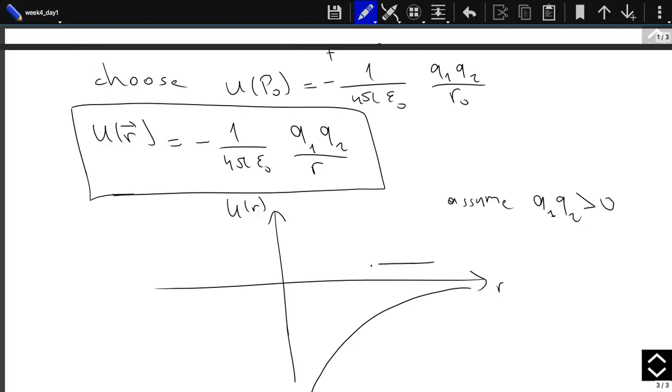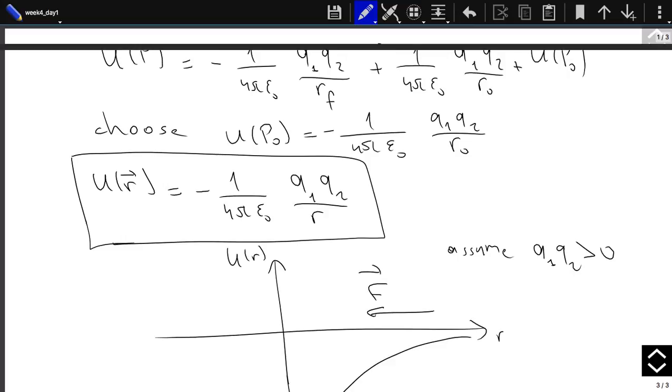So the forces will basically try to bring the charges together. So this minus sign tells me that if the product of Q1 times Q2 is larger than 0, then the force is attractive. So this is what this potential energy expression tells me. Well, that's not correct. We made a mistake somewhere. Where was the mistake? Which signs?